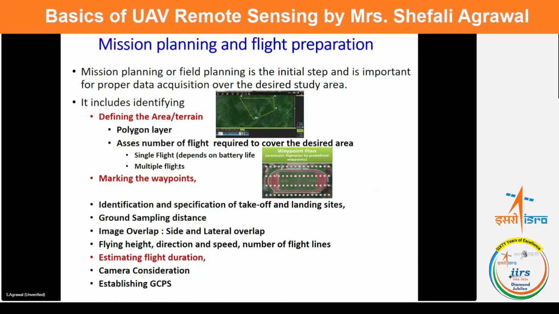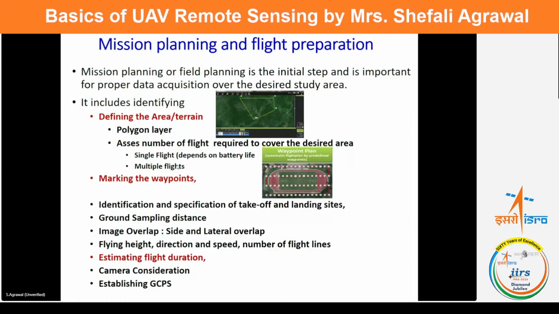So the key parameters in mission planning software are what you need. You need to define the area, the terrain in which you want to fly. The area covered is a regular rectangle, square, or an irregular polygon. You define that. Then you also define key parameters like the GSD, the ground sampling distance, that is the spatial resolution. And depending on the spatial resolution, you define the flying altitude.